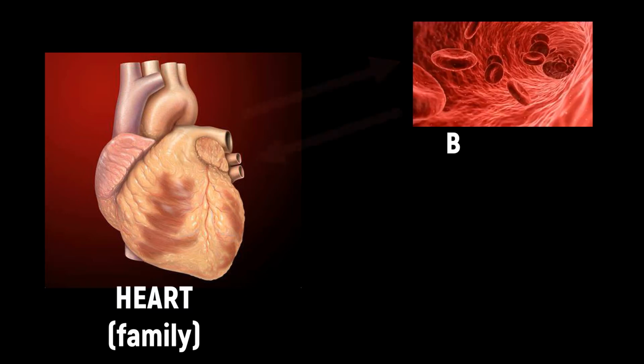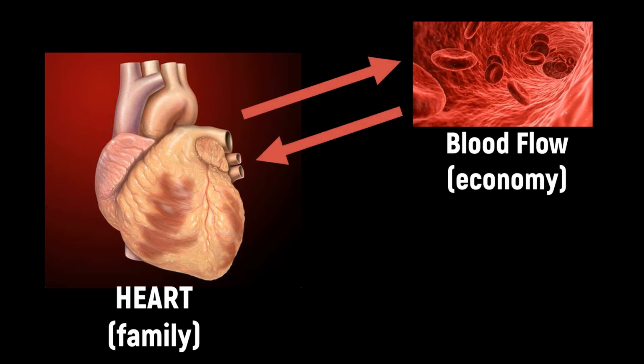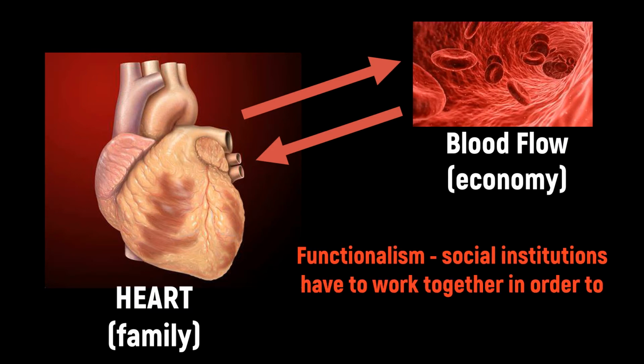We know that if the heart begins having problems, the family, or there's something wrong with our blood flow, the economy, it's going to impact all of our social institutions in various ways. This is the essence of functionalism. Just as parts of the human body have to work together to make the whole human function, so do social institutions that exist within a society.